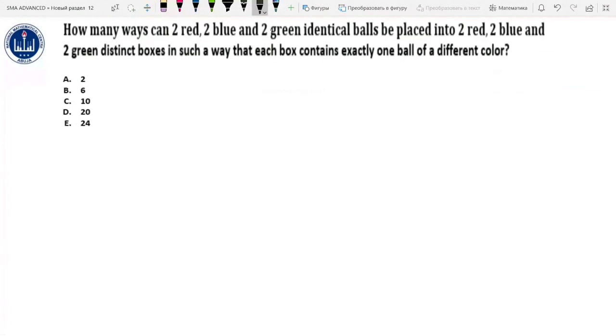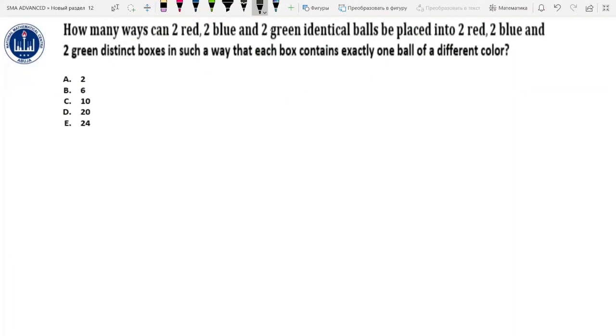How many ways can 2 red, 2 blue and 2 green identical balls be placed into 2 red, 2 blue and 2 green distinct boxes in such a way that each box contains exactly one ball of a different color? These are the options. So first of all, we have to take note of some important details given here.